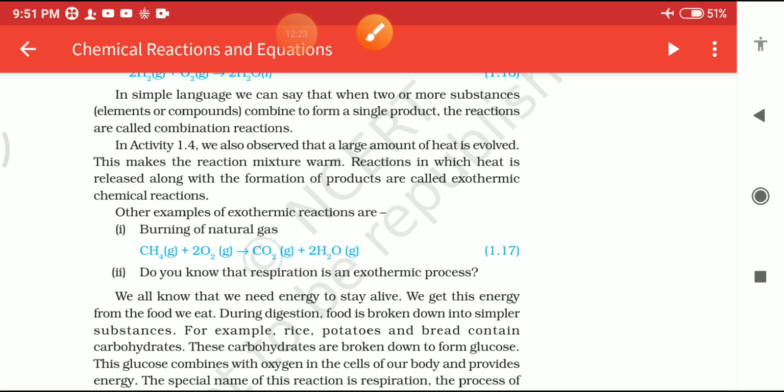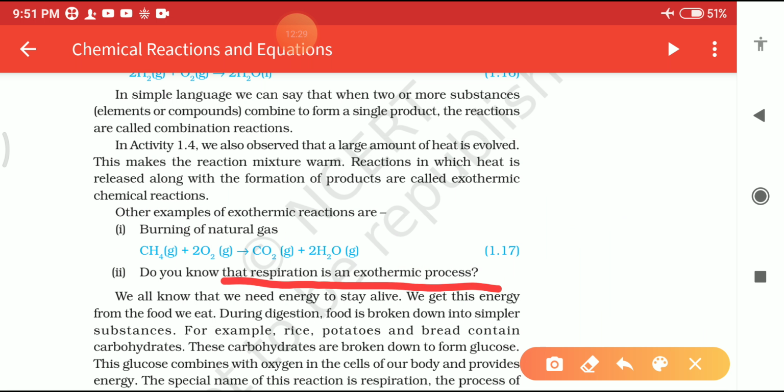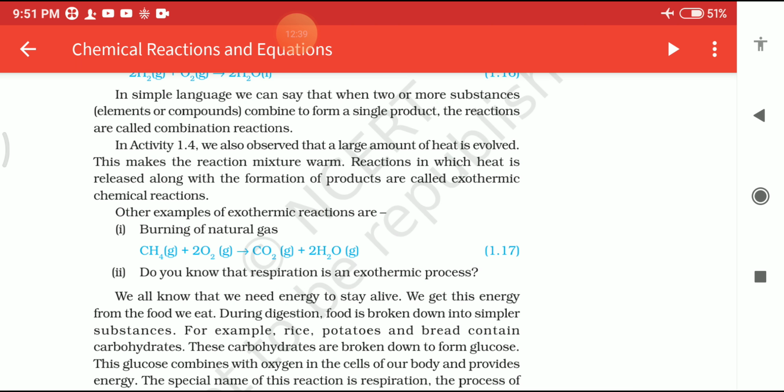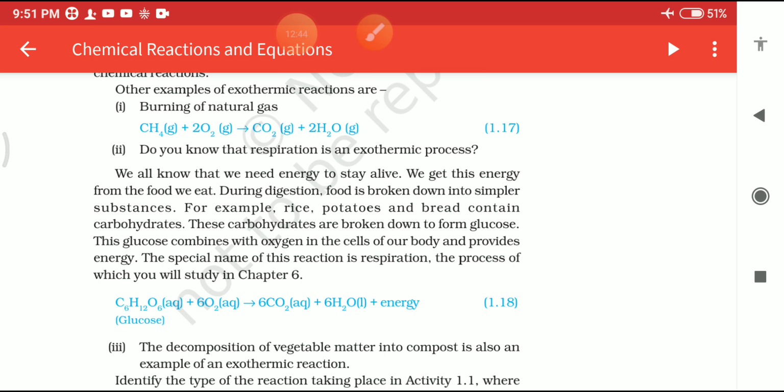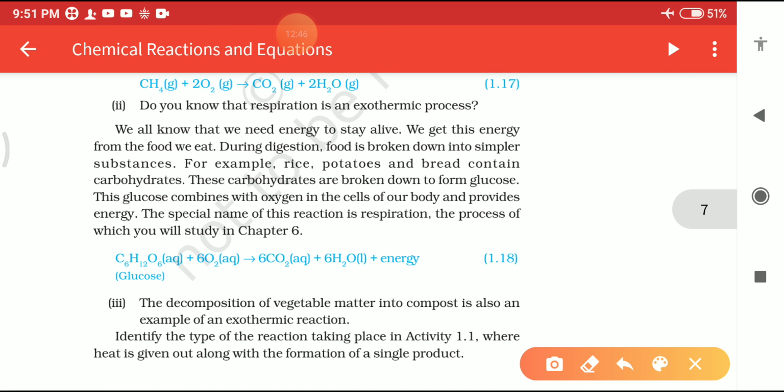Do you know that respiration is an exothermic process? Now student, here respiration is an exothermic process. It means heat is released. It's true, because we take food for energy, to stay alive. We get this energy from the food we eat. Now students, I will explain with the help of these reactions. You can see the reactions given here.